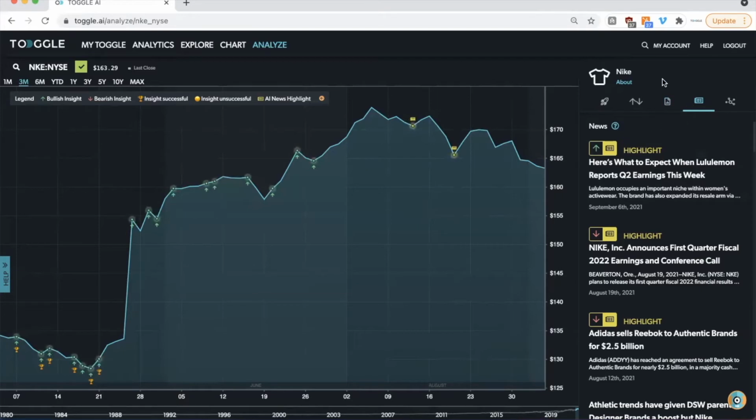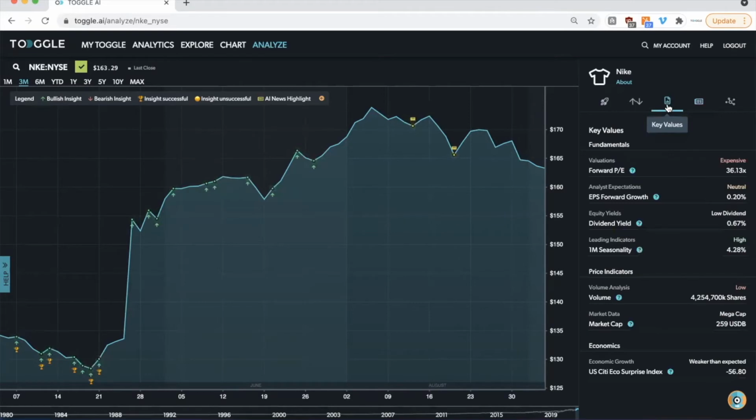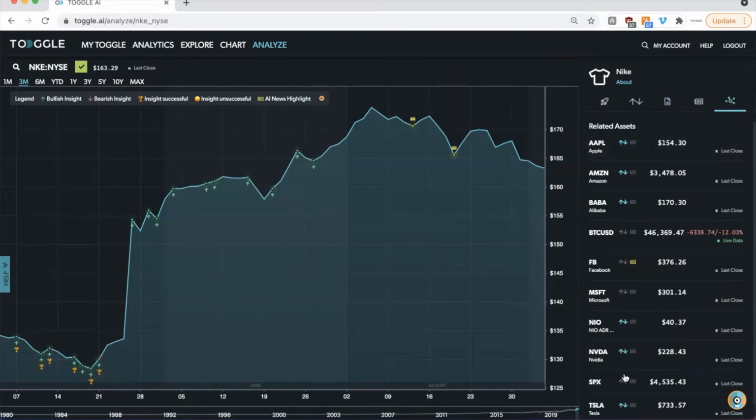Another cool thing that Toggle does is that it shows you the key values over here, this little middle section. Looking at things like forward PE, EPS growth, dividend yield, Toggle gives you an extra helping hand by showing you how this value relates to history. So currently, Nike's forward PE looks expensive relative to history. Lastly, looking at related assets, we put together all the assets that we believe are most correlated to Nike over here, and the system believes would have an effect if there was a movement in Nike's price and vice versa.